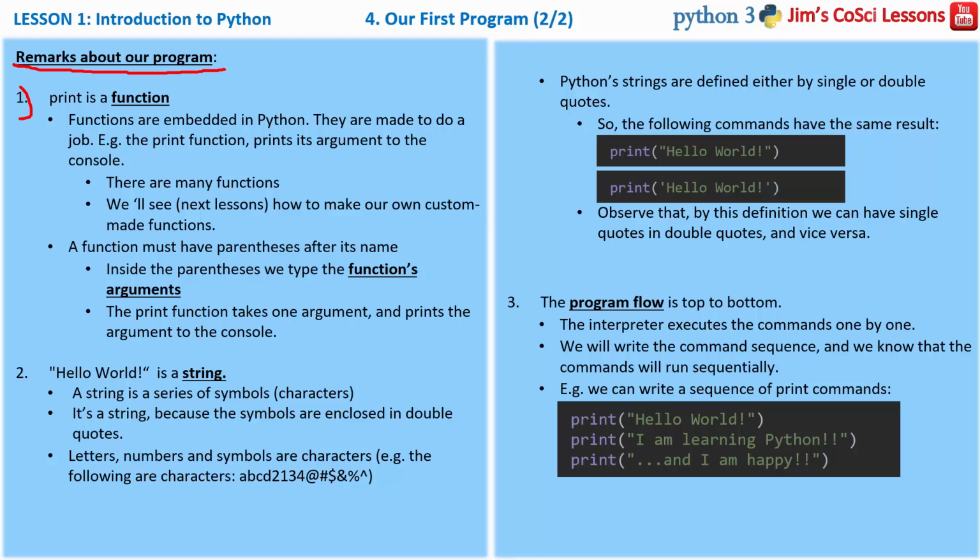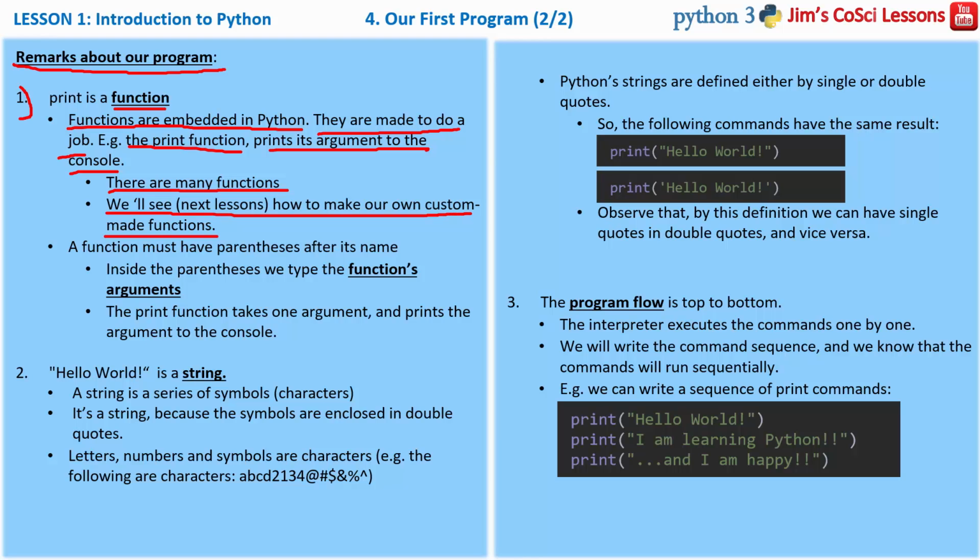Now let's make some remarks about our first program and see some definitions. The first one is that print is a so-called function. The functions are embedded in Python and they are made to do a particular job. This print function prints its argument to the console. Python has really many functions, so you can do many jobs with them. And we'll see in the next lessons how to make our custom-made functions.